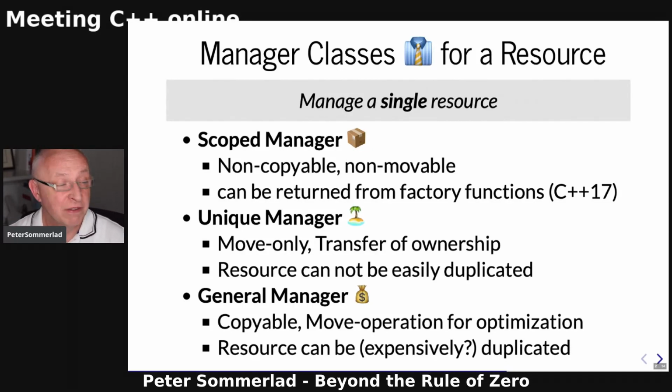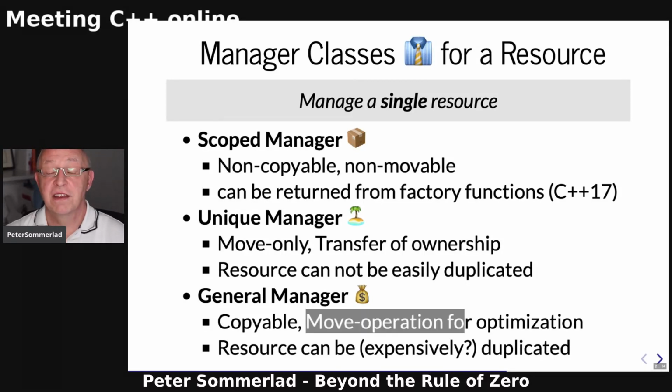If you go even more advanced, you also provide the move operation for these general manager types. This can be done to achieve an optimization, like the move operations of vector or string, that hand over the resource. So you do the transfer of ownership in the context of a move operation instead of copying, to get the efficiency.